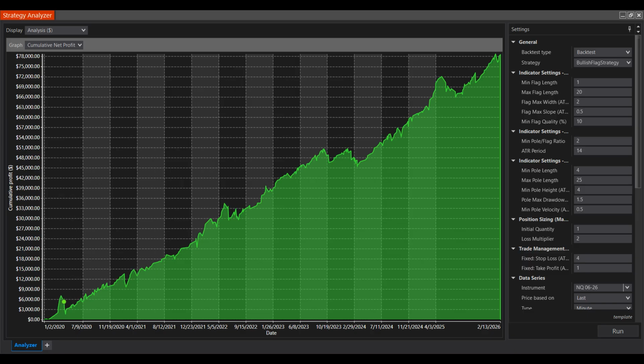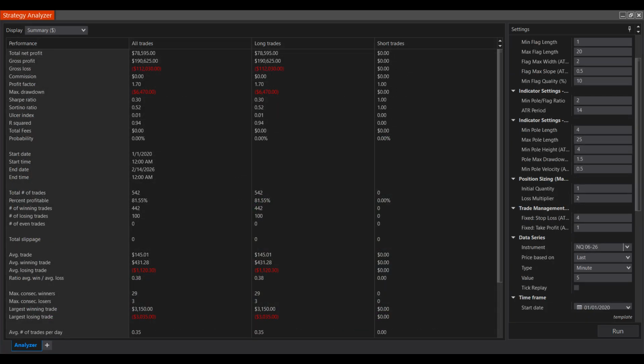Let us transition over to the performance metrics so you can see exactly what is driving this steady climb. We are looking at 542 trades over the testing period, maintaining an 81.5% win rate. Total net profit is sitting just shy of $79,000, while keeping the maximum drawdown contained at roughly $6,400. Notice that the profit factor is a solid 1.7. This is not a noisy, high-frequency bot. It is a highly selective system that waits for structural confirmation before deploying capital.